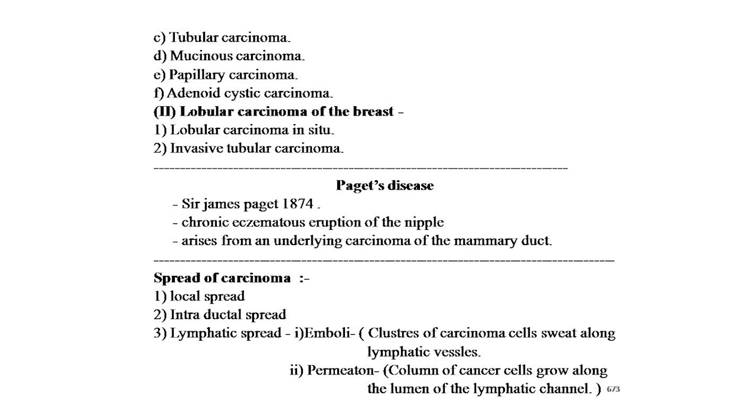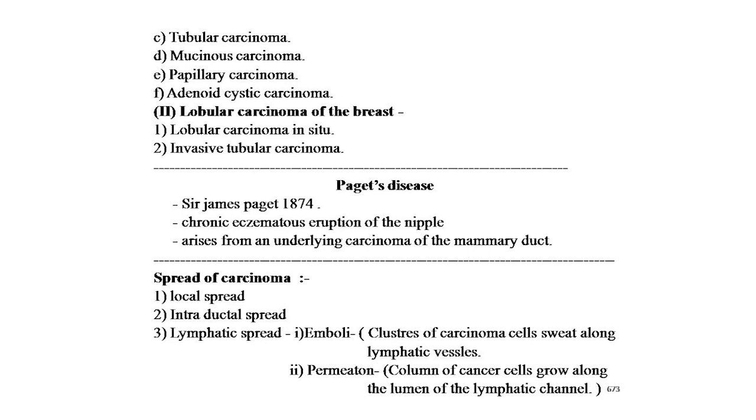Now the next type of carcinoma is the lobular carcinoma of the breast. This type can be conventionally subdivided into in situ and invasive forms, depending on whether the basement membrane of the lobules has been invaded. First is the lobular carcinoma in situ. Within the lobule, there is a uniform proliferation of cells. The most important aspect of this cancer is its potential for becoming invasive.